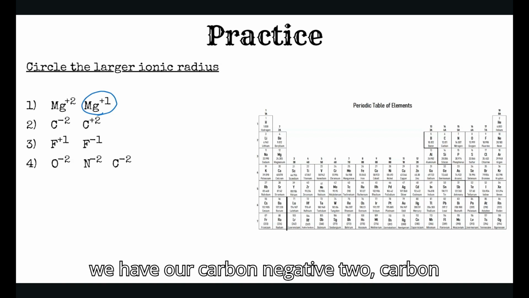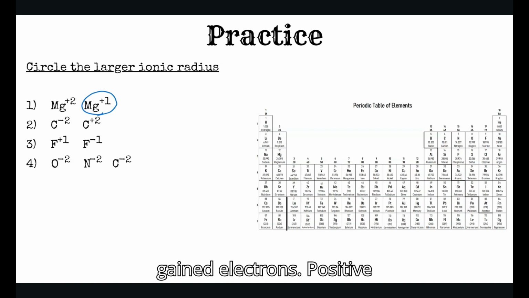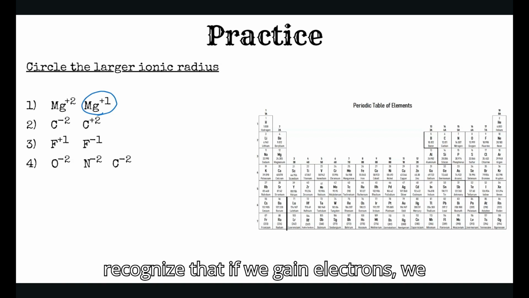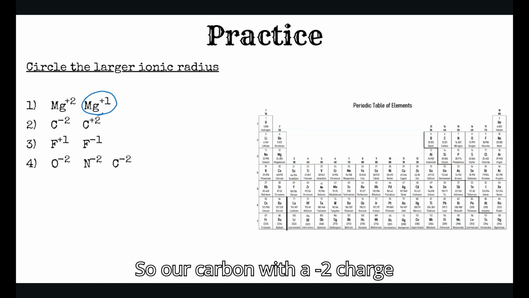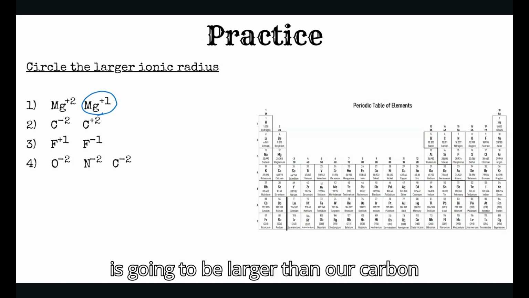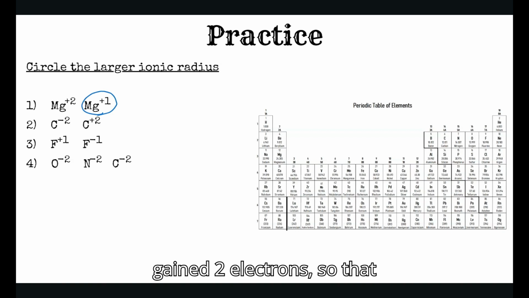Taking a look at example number 2. So we have our carbon -2, carbon +2. So remember, if it has a negative charge, that means that it has gained electrons. Positive means it has lost electrons. So from that logic, we should recognize that if we gain electrons, we are going to be larger than normal. So our carbon with a -2 charge is going to be larger than our carbon with a +2 charge. The carbon -2 gained 2 electrons, so that is going to make it larger.